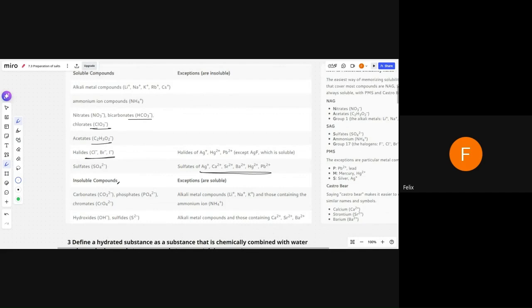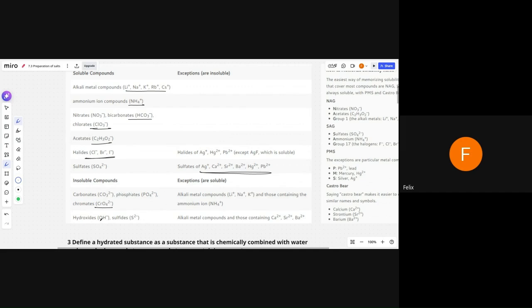And now we take a look at the insoluble compounds. So carbonates, phosphates, and chromates. Chromate is again not included. Carbonates and phosphates are mostly insoluble, but again, we learned that group 1 elements or ammonium are exceptions. So if carbonate or phosphate is connected to lithium, sodium, potassium, rubidium, cesium, or ammonium, then the carbonates and phosphates will be soluble, but other than that, they are insoluble.